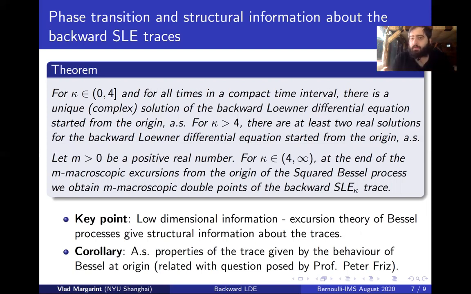What is the intersection of this? More details are in the paper. I'm just going to give you an overview of this. So the key point is that you have this low dimensional information, these excursions of the Bessel process, that get you the dynamics of the curve. And the corollary is that almost sure properties of the trace are given by the behavior of the Bessel process at the origin. This is related to a question that Professor Peter Friz asked me at the conference.